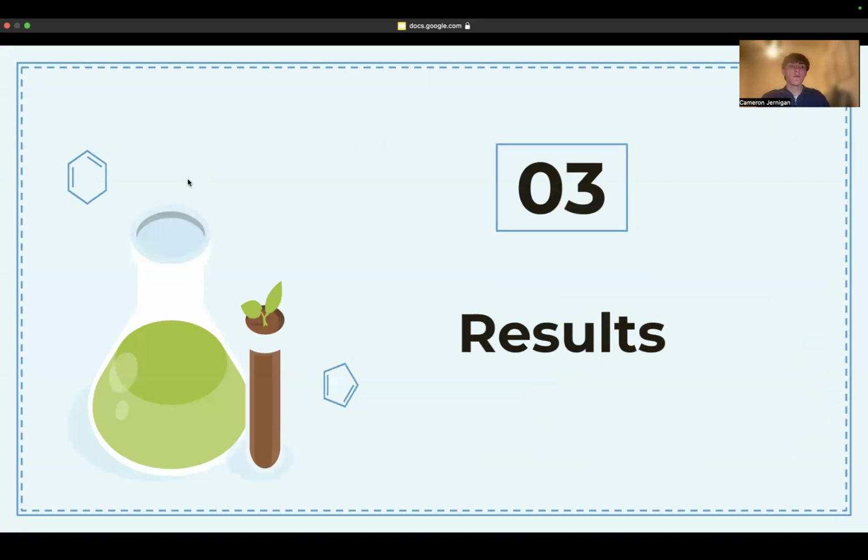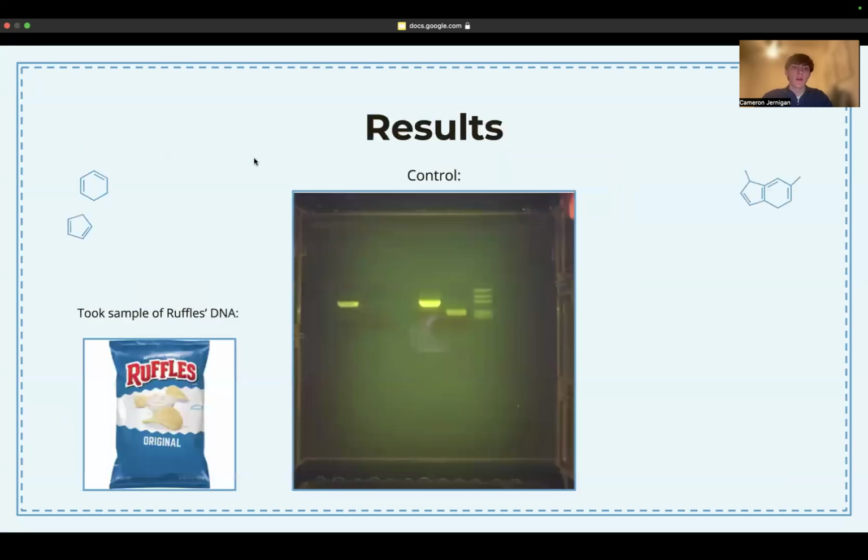In order to better understand the idea of GMOs and their presence in foods that we typically consume, we performed a lab in which we analyzed the DNA from certain foods to see if they had GMO DNA in them or not. So for our group, for Group 1, we took a sample of Ruffles potato chips.